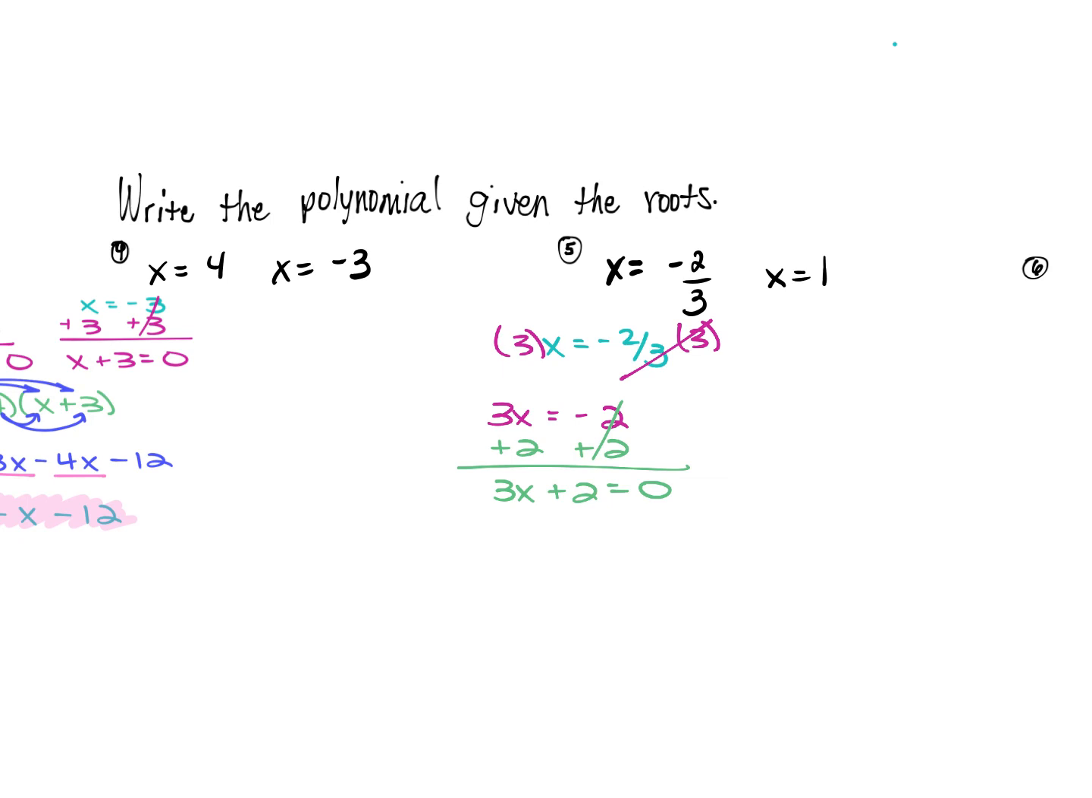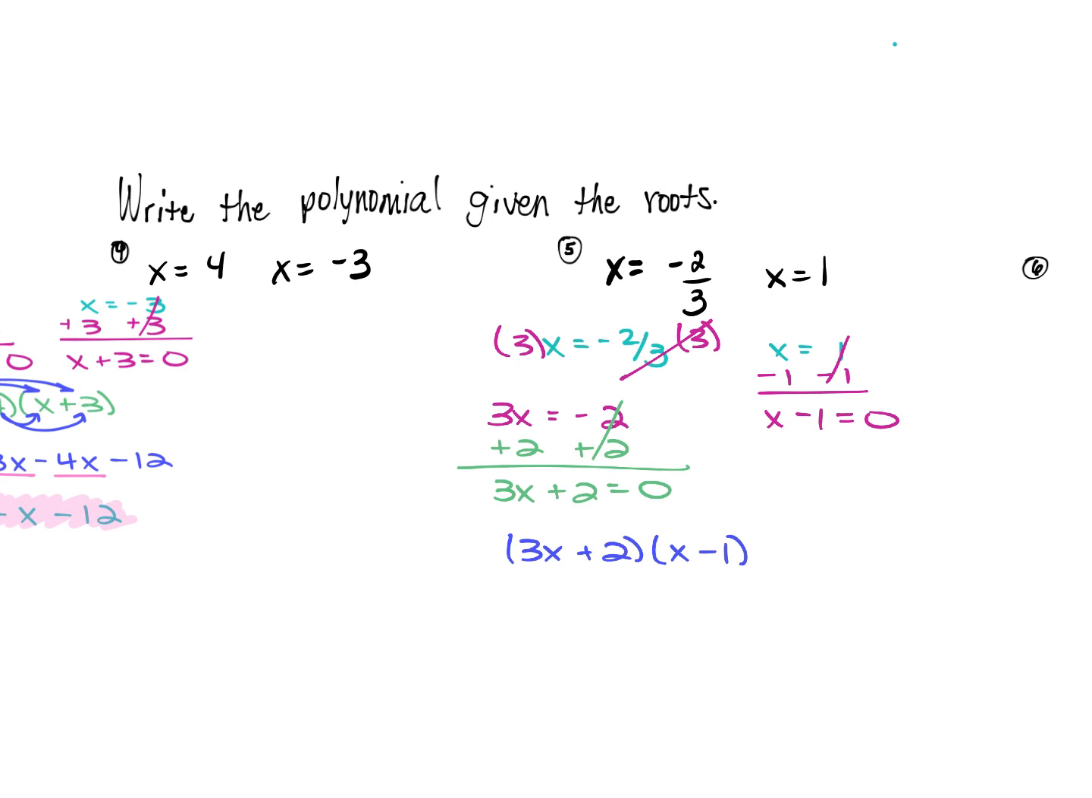Look at the x is equal to 1. Set that equal to 0. Move your 1 over. Subtract it from each side. So x minus 1 is equal to 0. So you have your two sets here. So you have 3x plus 2, and you also have x minus 1.